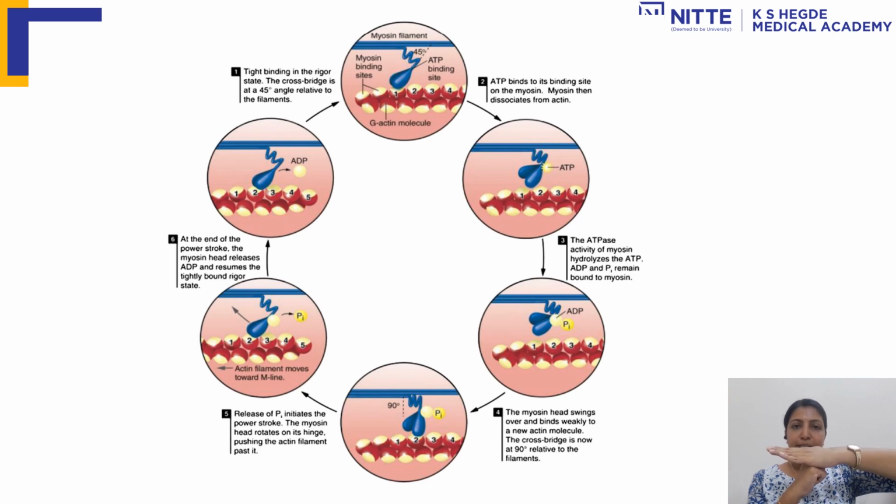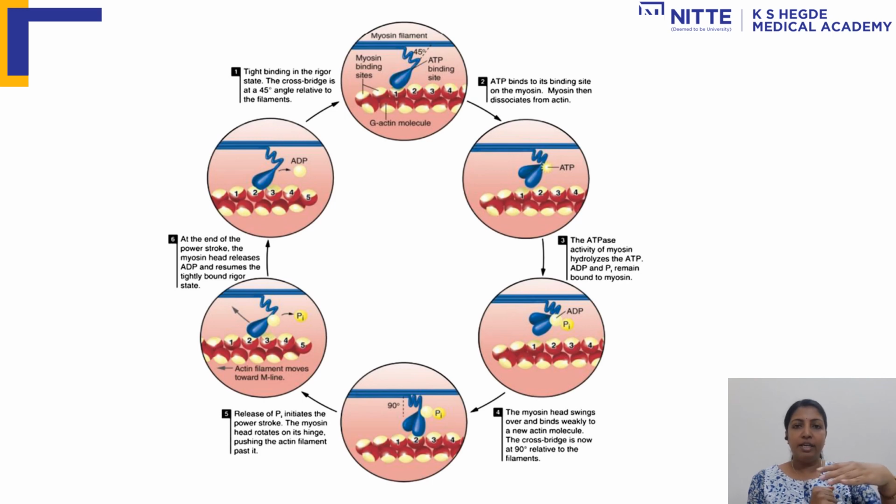So this binding of the ATP to the myosin head causes detaching of the myosin head from the actin filament. It detaches. Again, what happens? This ATP is converted in the myosin head to form ADP and inorganic phosphate. After that, an energy is released, which is stored in the myosin head.